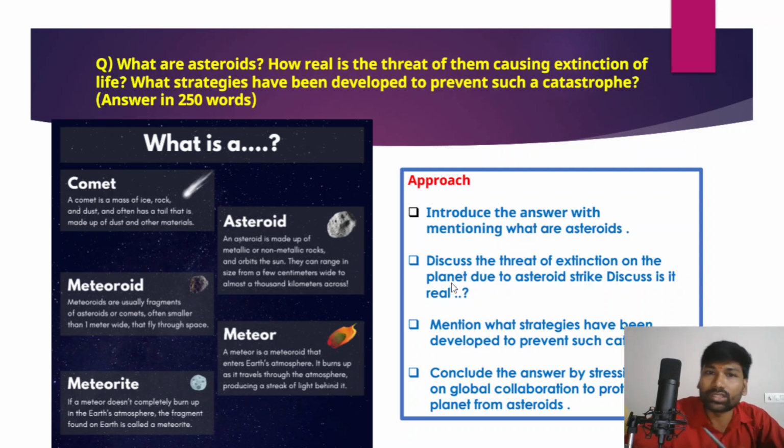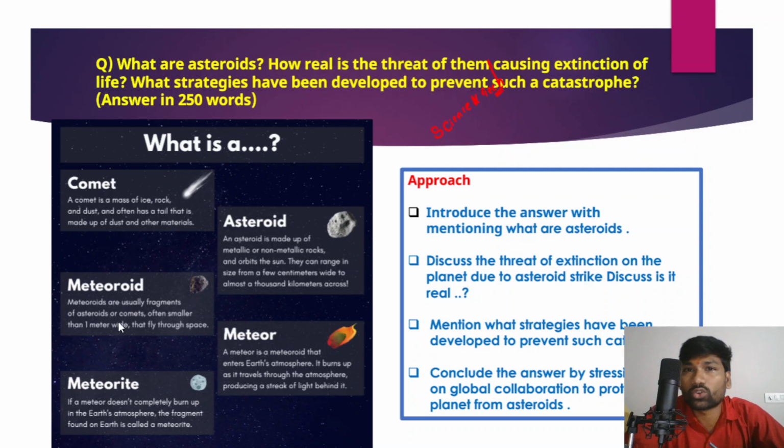And the next question is asked from the portion of science and technology, right? So this is asked from the science and technology portion. The question is from space. So the question is about the asteroids. What are asteroids and how real is the threat of them causing extinction of life?